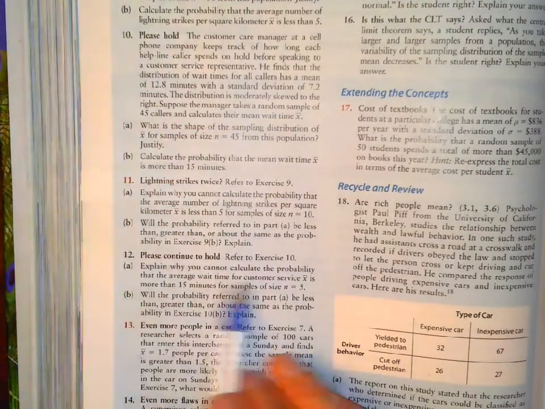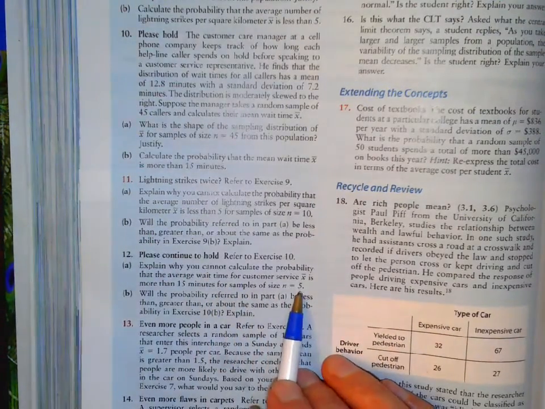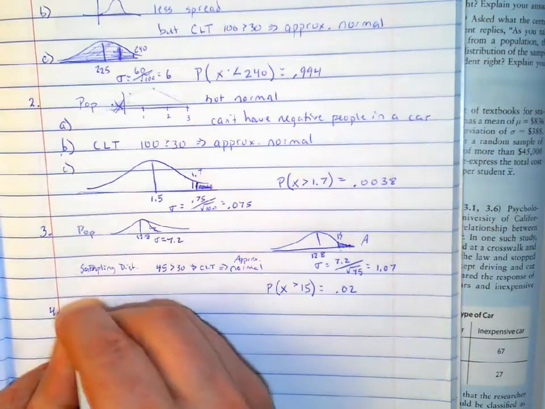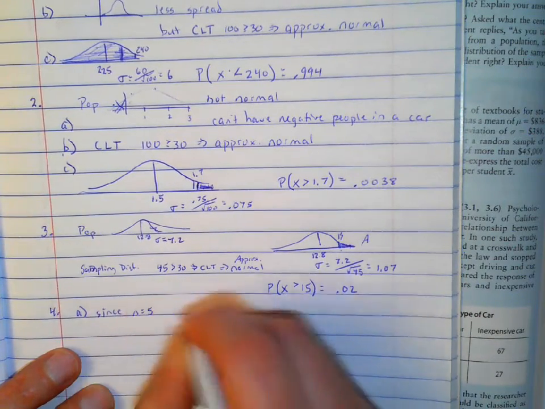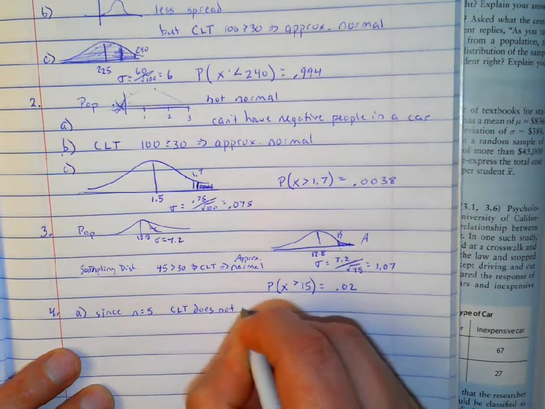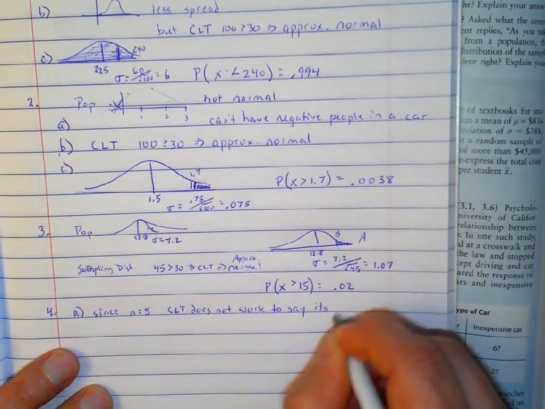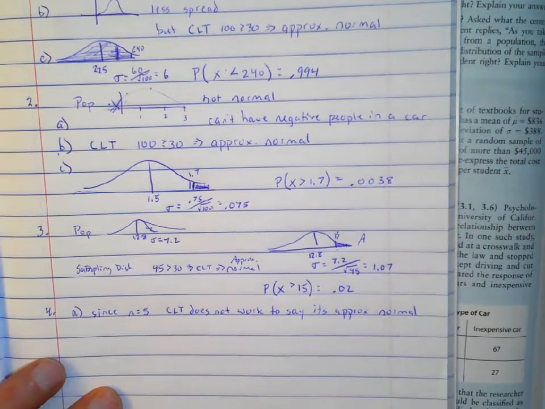Okay, then the very last one had to do with the same problem. Explain why you cannot calculate the probability that the average wait time for customer service is more than 15 minutes for a sample of size 5. Okay, I can't do that because I know it's not normal. If my population is skewed, I need at least 30. So since n equals 5, CLT does not work to say it's normal or approximately normal. We need at least 30.